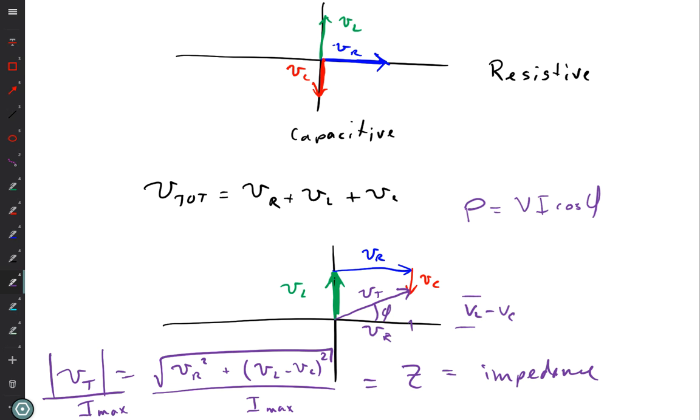Yes, that should have been V max and I max. What do you mean by V max? So do you mean the total voltage? The total voltage coming out of your supply, and the total current coming out of your supply, the maximum for each, and then cosine of that phase angle.